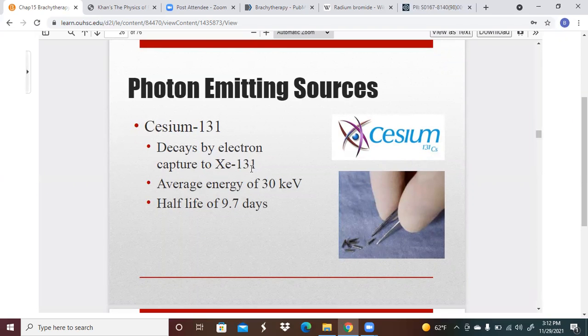And then you've got cesium-131. It decays by electron capture into xenon. Average energy of 30 keV, so it's much smaller than what we saw before, and a half-life of almost 10 days.